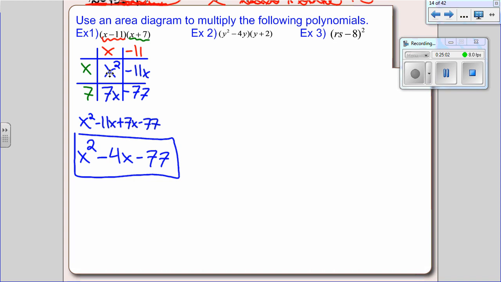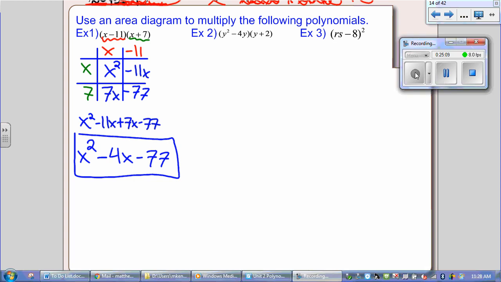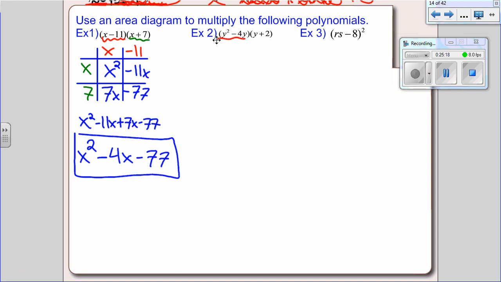We can do pretty good so far. So I look at this, I see I have to multiply. I'm going to use an area diagram. The first one, y squared minus 4y, I write that across my top. My next one, which is y plus 2, I write that one down this side. That's how I create my diagrams. I know you can do a much more organized way of doing it, but it works for me. It creates my grid properly.